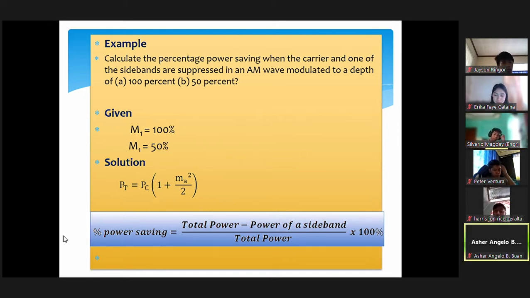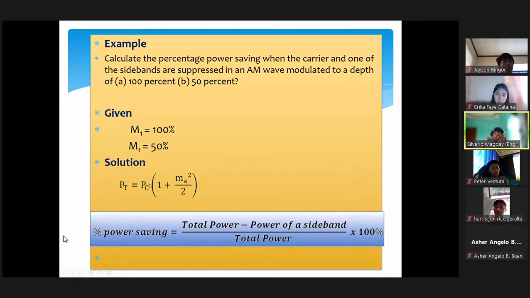So, total power, ito yung sa calculation, PT. Since kahit naman tanggalin mo na yung sa may PC, parang ina-analyze mo na lang siya through this: 1 plus m squared over 2. Tapos yung power of a sideband, so 1 plus m squared over 4. Ito ng total power, 1 plus m squared over 2. So, given lang at 100% and 50%: kapag 100%, it's 83.3%. Kapag at 50%, it is 94.4%.